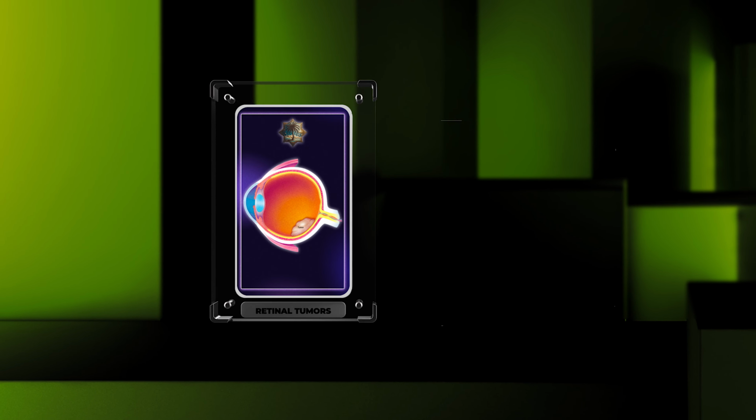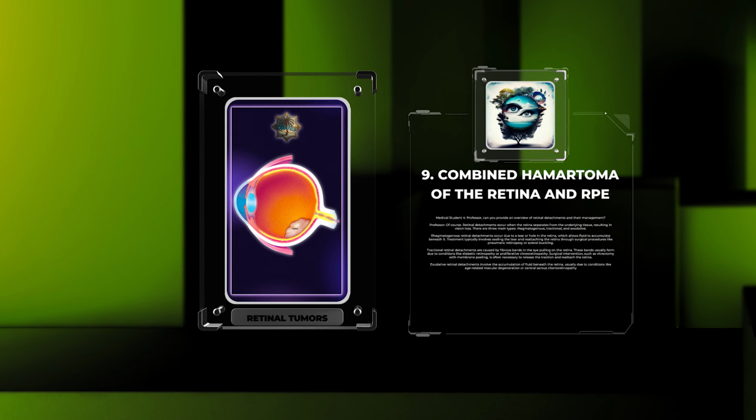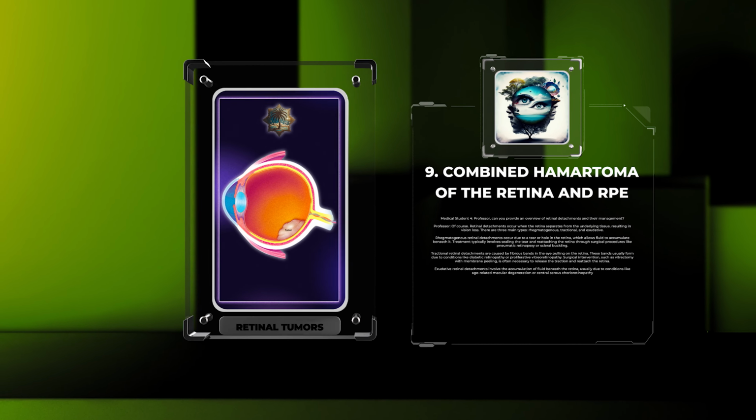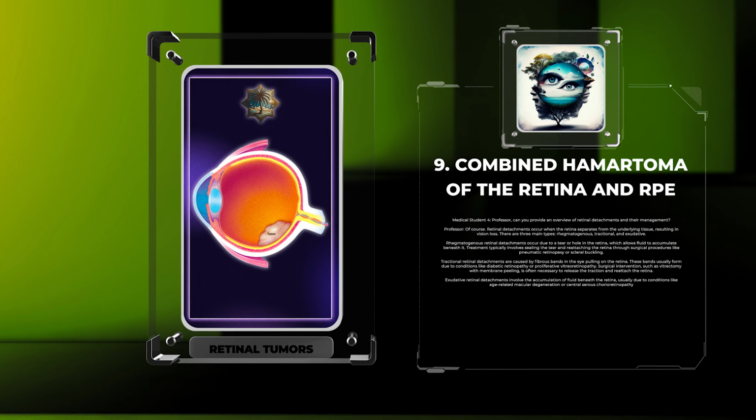Medical Student 4: Professor, can you provide an overview of retinal detachments and their management? Professor: Of course. Retinal detachments occur when the retina separates from the underlying tissue, resulting in vision loss.